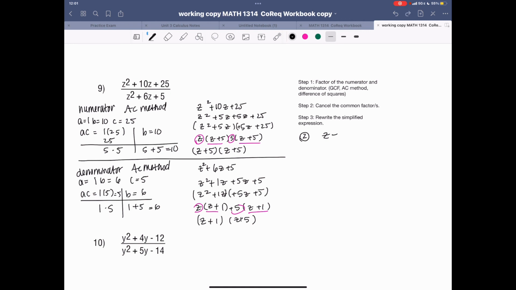So step 2 is to rewrite the rational expression in factored form. So for our numerator, we have z plus 5 times z plus 5 divided by z plus 1 times z plus 5. We want to cancel out the common factors. Remember, they have to be in the parentheses for them to be canceled out. And then we want to rewrite the simplified expression, z plus 5 over z plus 1. And that's it. That's your solution.